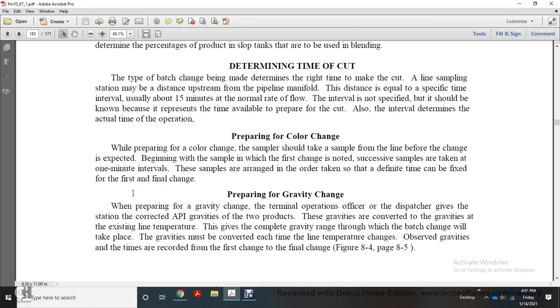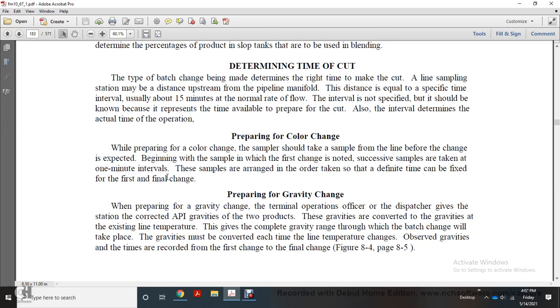Preparing for color change. A sample should be taken from the line chamber. Begin sampling in anticipation of the first change in color. Samples should be taken at one minute intervals in order to determine the definite time of the first and final color change.